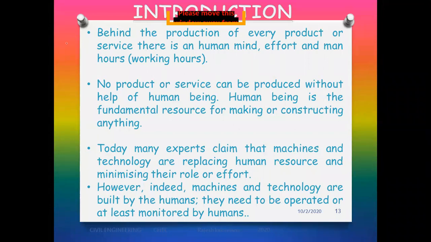So like this, behind the production of every product, whatever products are produced in the unit, behind the production of every product or service, there is a human mind, effort and man hours, isn't it?